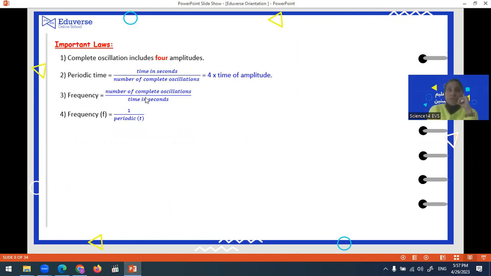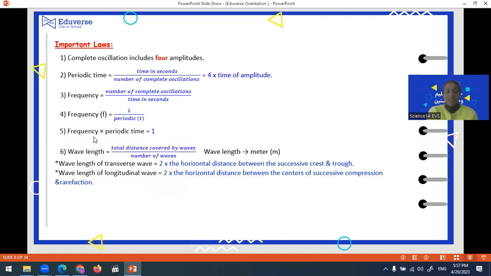The frequency means the number. I want to know the complete number of oscillations or complete number of waves. So number is up: number of complete oscillations over time in seconds. We have an inverse relationship between the frequency and the periodic time. They are reciprocal to each other, so we can conclude that frequency equals 1 over the periodic time, and we can also say that the periodic time equals 1 over the frequency. Okay, so frequency times periodic time equals 1.